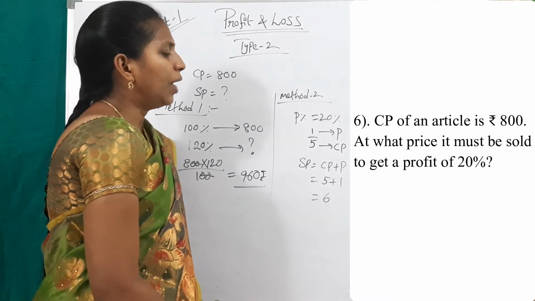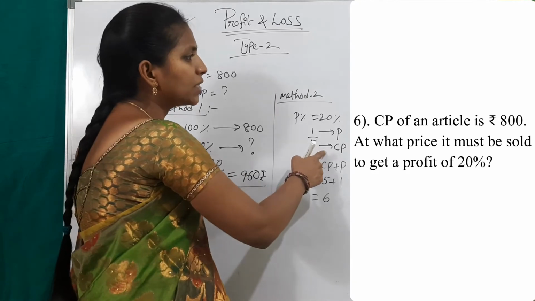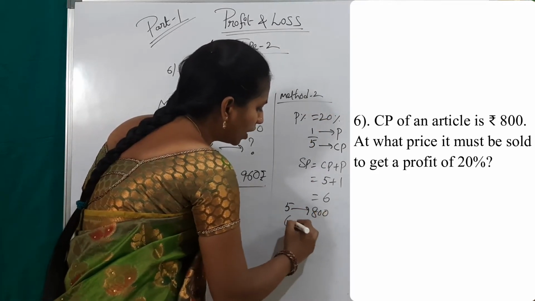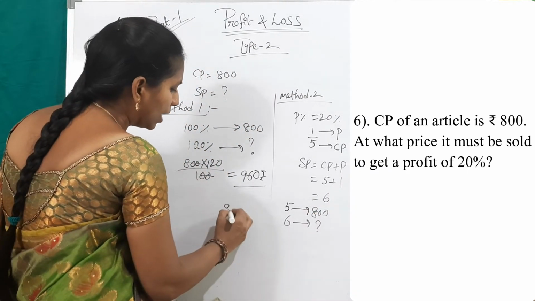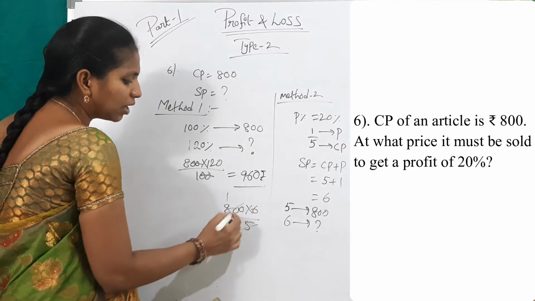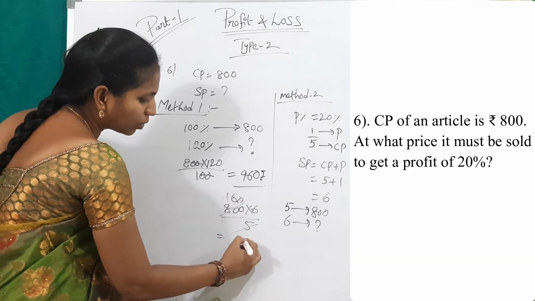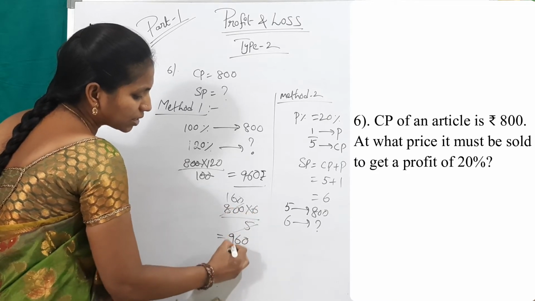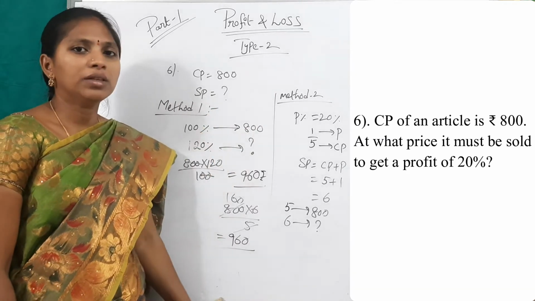Now we have to calculate the selling price. Here cost price equal to 800. So 5 is equal to 800. Then find out 6 is equal to what? Now calculate, cross multiply 800 into 6 by 5. How many times cancelled? 1 and 6 0. 160, that equal to 0 and 6, 6 are 36, 3 and 6 plus 3 is 9. 960 rupees. This is method 1 and this is method 2.